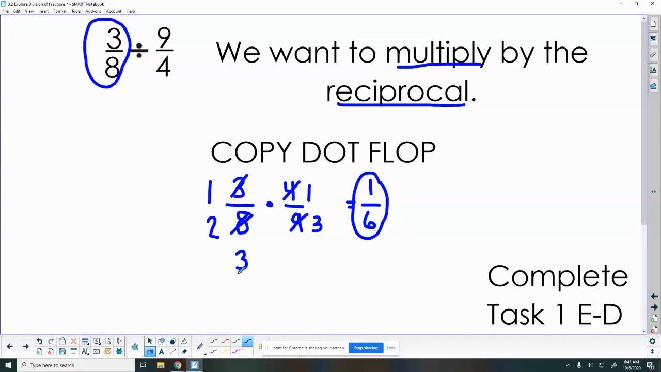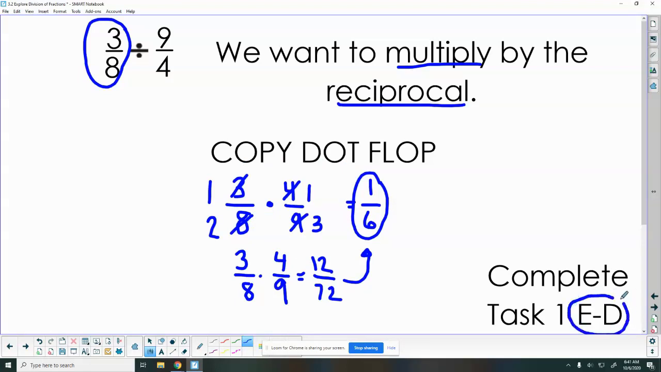So I can do that without simplifying first. It just makes a little more work. So 3 times 4 is 12. 8 times 9 is 72. And then I'd have to simplify, which turns into 1/6. So I like to do my simplifying first, so I'm not working with such big numbers.